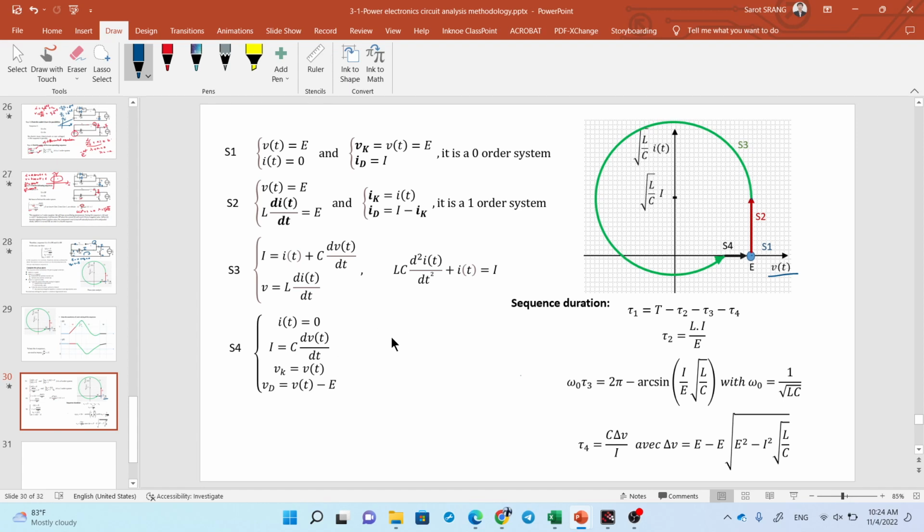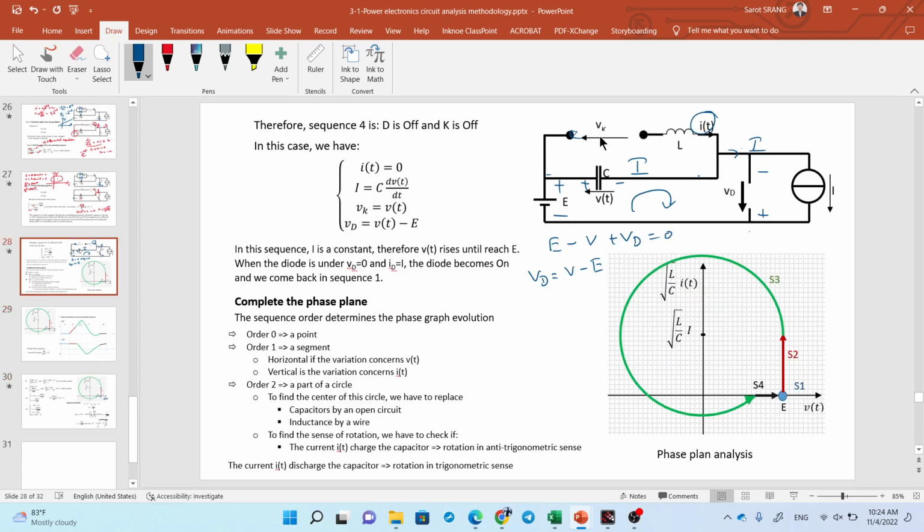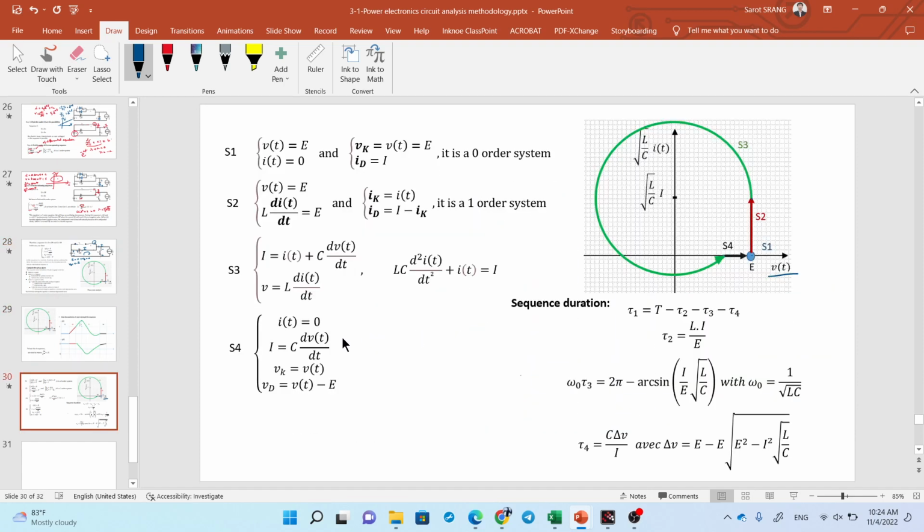On sequence 4, current I equals 0 again because the switch K is off here. Current is 0, and in this case it is first order. Then voltage increases because I is constant. If you integrate to find V here, V increases from this value until V equals E. Then it repeats to sequence 1. So it repeats like this, and you can have a periodic steady state of the output.